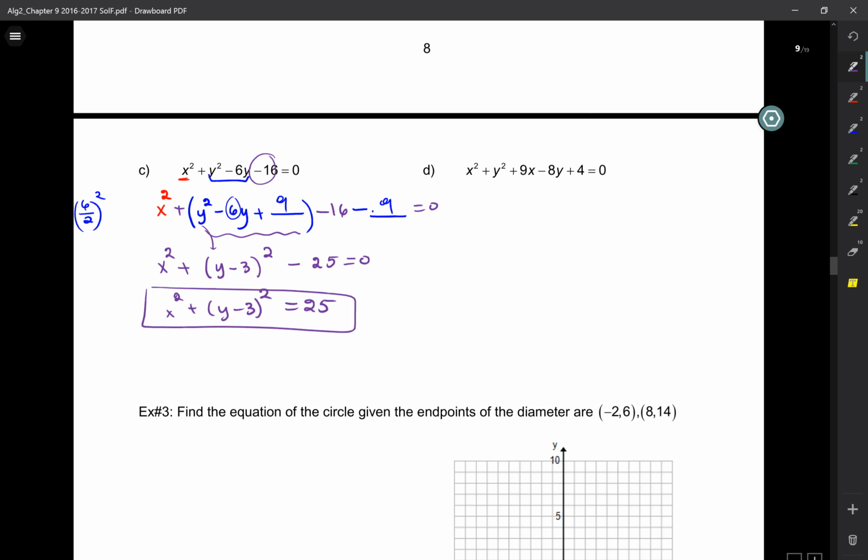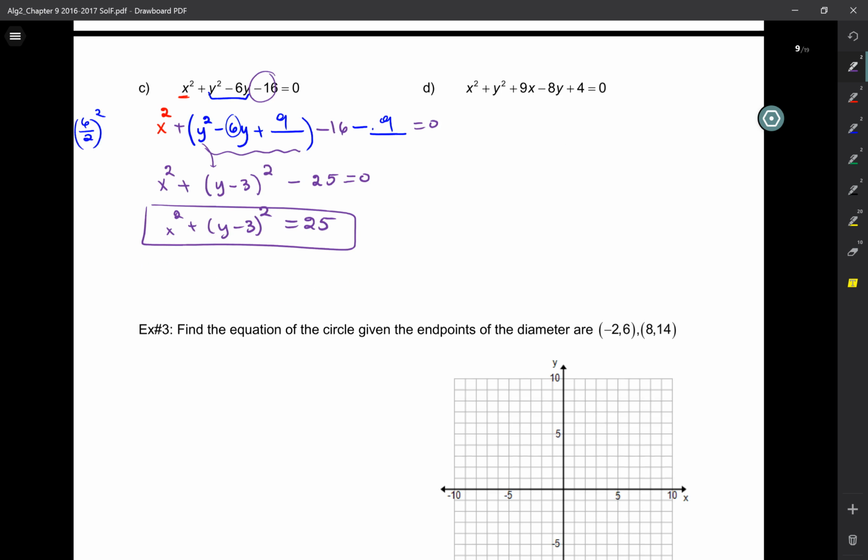And oh my God, guys, look at what we did. We wrote an equation of a circle in standard form, right? Now, can I extract from this the center? 0 and positive 3. We take the opposite sign. How big is the radius? 25.